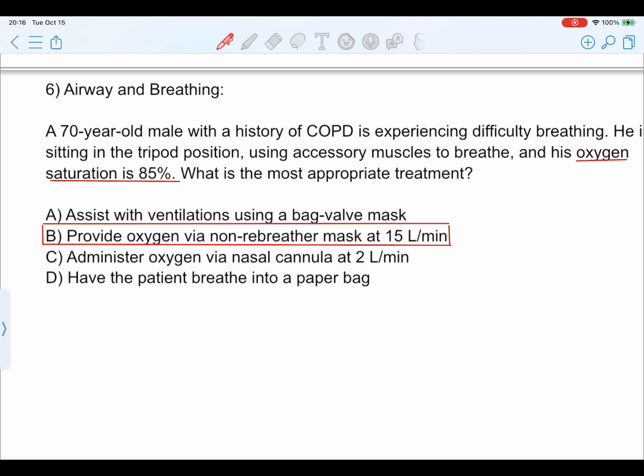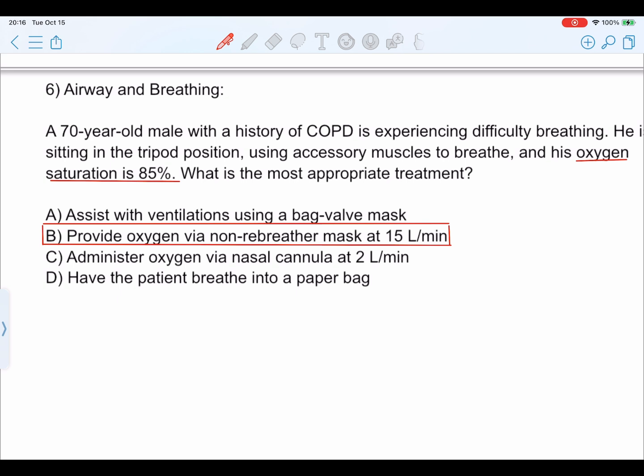And assist with ventilations is also wrong. So let's talk about why. We're kind of looking at them. We want to find the main problem here. What's the biggest issue that this patient is experiencing? And right now, the most daunting sign to us is going to be that 85% oxygen. We should start trying to fix that first.